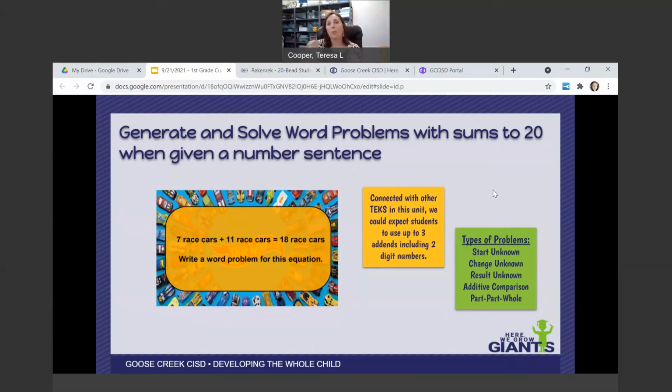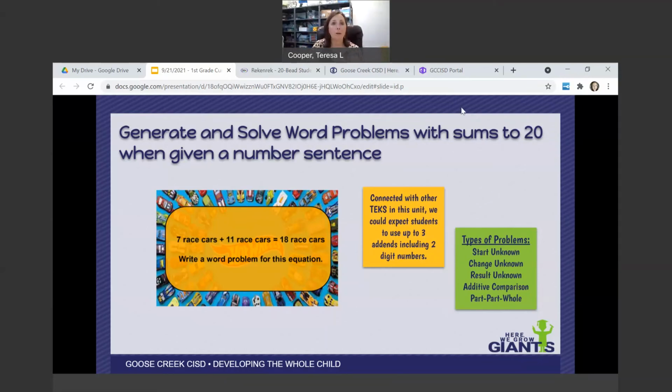As we grow, we're going to take away that support and just give them an equation. We're going to take away the answer. At the full limit of the TEK, we're going to expect them to generate the word problem just given a number sentence, so not with a scenario around it, and solve their word problem. So that's the full limit of the TEK, but this is how we scaffold it.